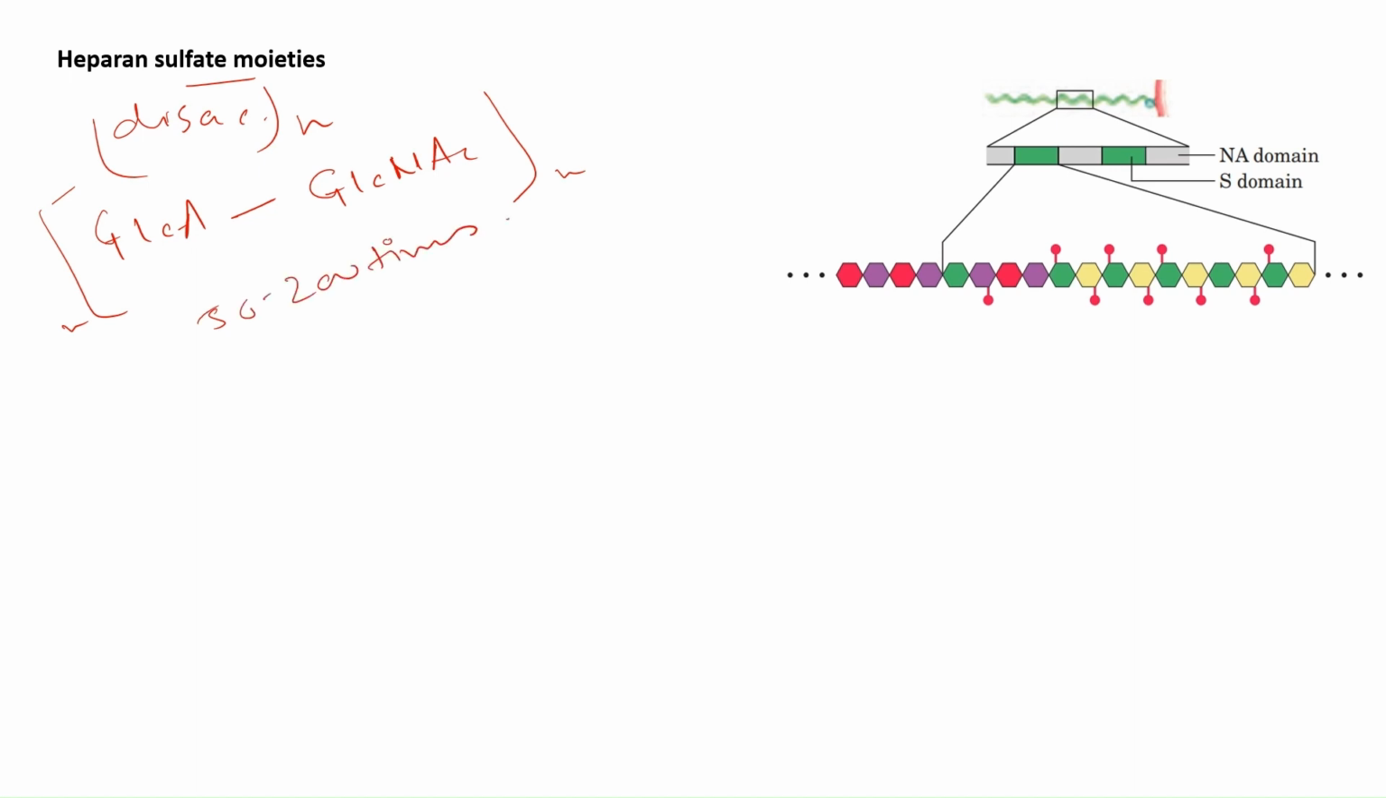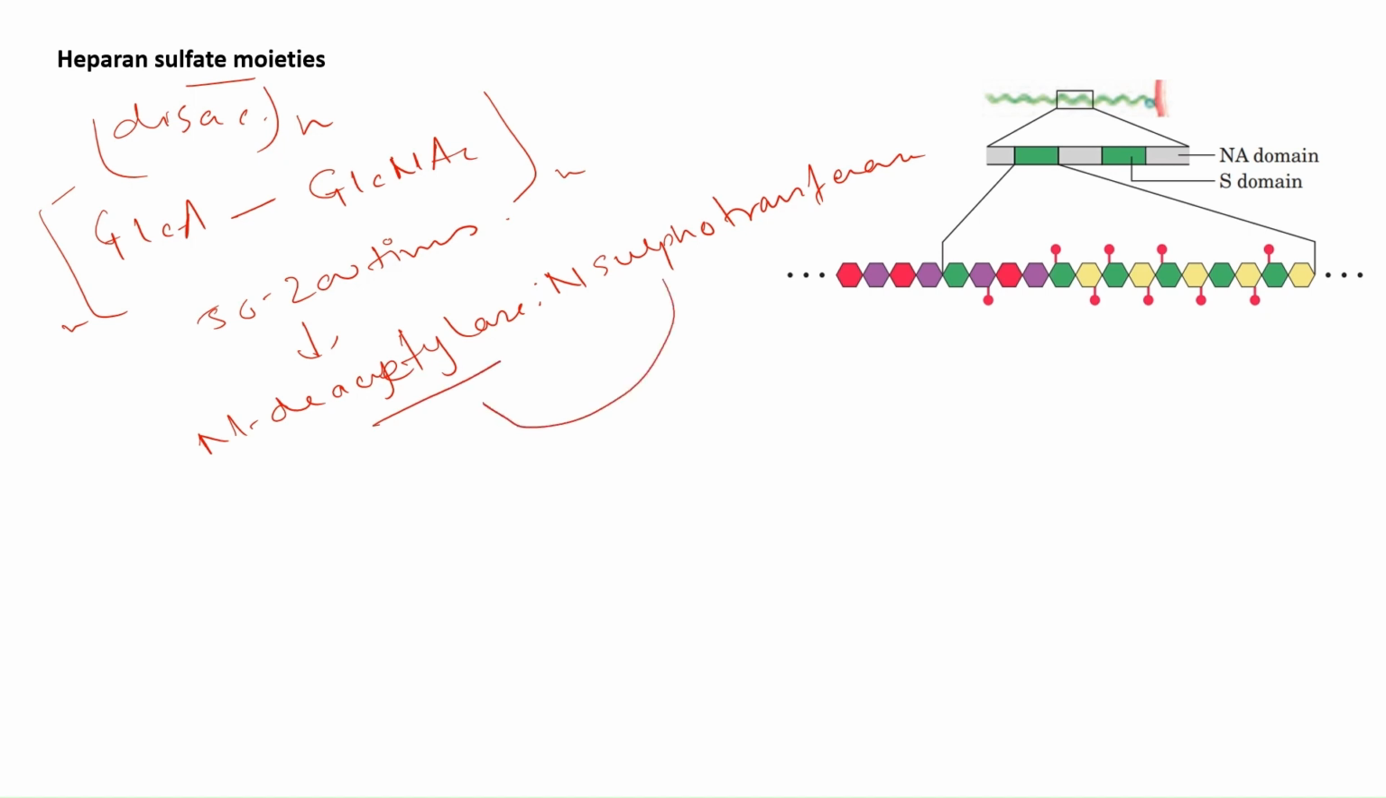After the repetition, the next step is that it is acted upon by various enzymes, among which the first enzyme is N-deacetylase N-sulfotransferase. What could be the function of this enzyme? It removes the acetyl group and in place of the acetyl group, it transfers sulfate. After this, the next enzyme comes into play, which is epimerase. It converts glucuronic acid into iduronic acid.